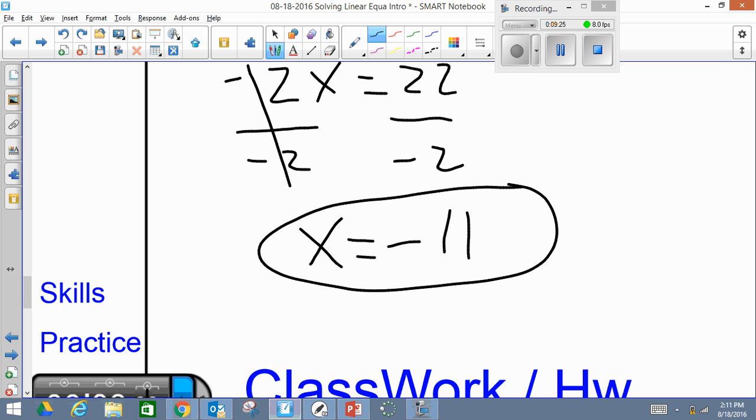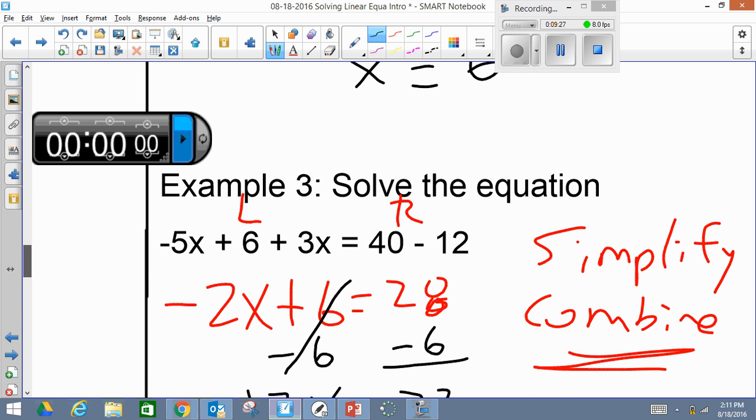If you're not sure about the answer, you go back and plug it into the original equation. You plug it into here and there, and both sides have to be the same value.